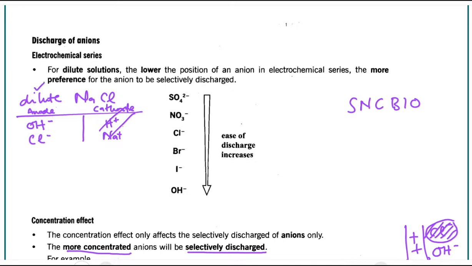So the key phrase is dilute. If it is dilute, then we would use the electrochemical series. Therefore, between the two of them, OH and chlorine, the ease of discharge is as we go. So this one will be the one that gets discharged. At the anode, the OH ion would gain electrons, and then form the respective products. We'll look at the equation later on within the lesson.